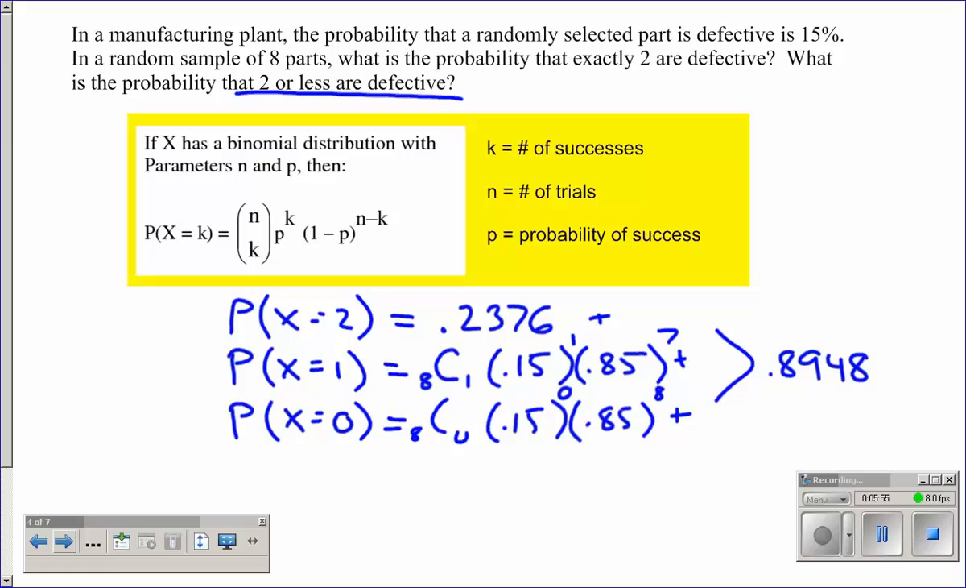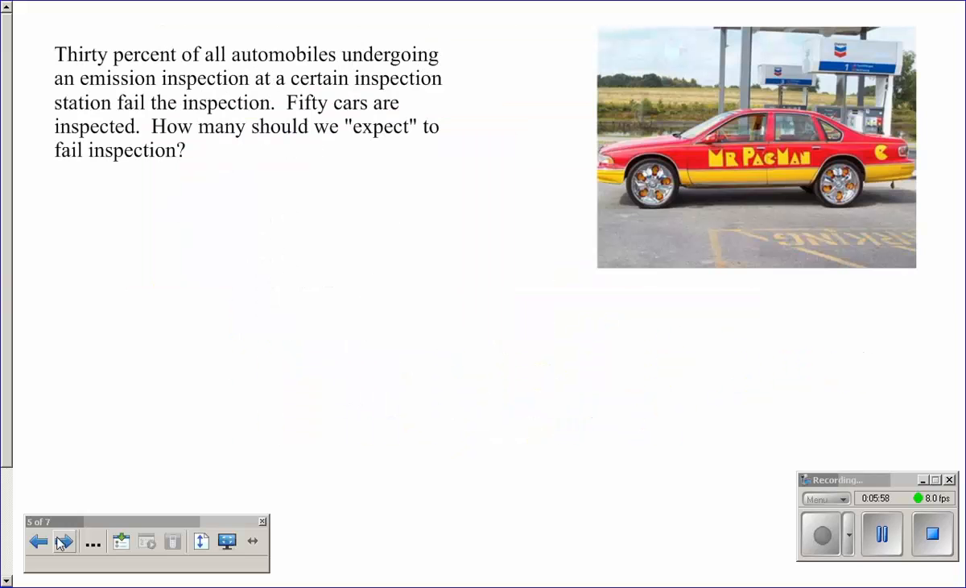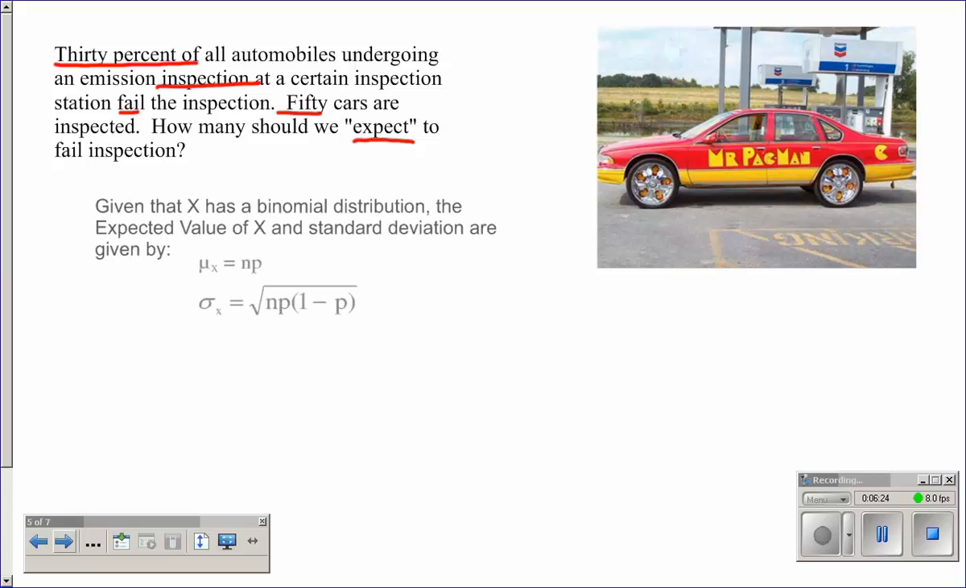Okay, next piece. If we have a distribution, we are interested in the mean and the standard deviation of the distribution. So now we're talking about cars here. Here's our new scenario. We have cars going in for inspection. 30% fail the inspection, and we're going to check 50 cars. How many should we expect to fail inspection? Well, this is really an expected value problem, and the expected value is the mean, and we have formulas for mean and standard deviation here. They are given to you on the AP exam, and here they are.